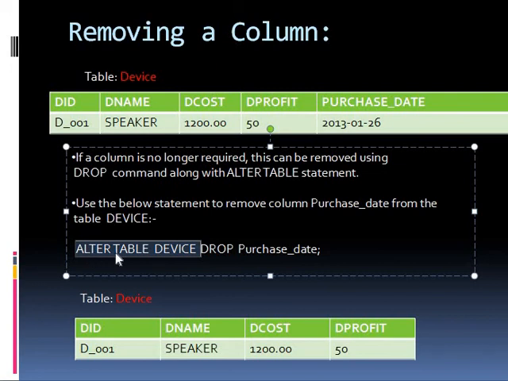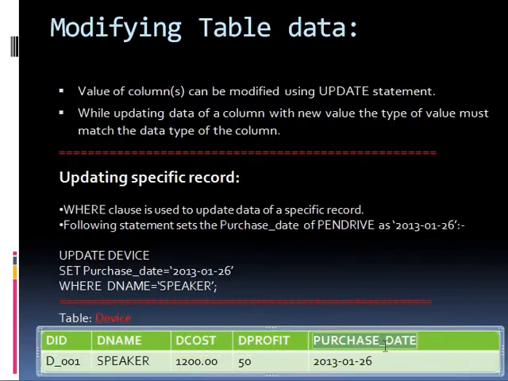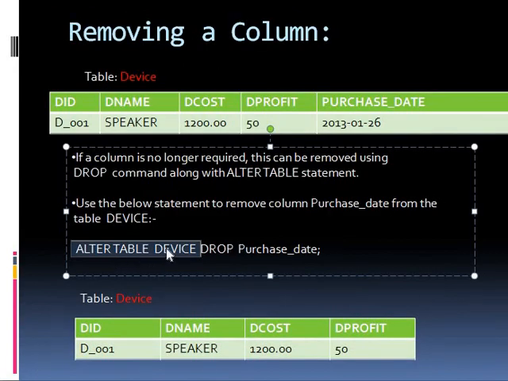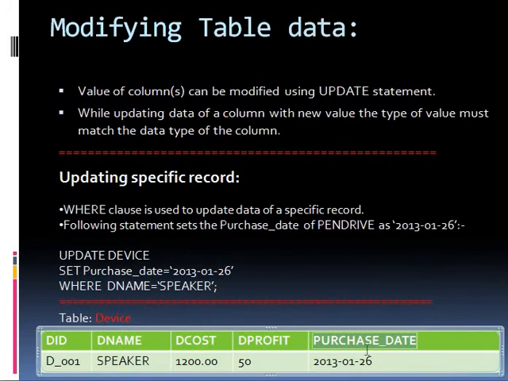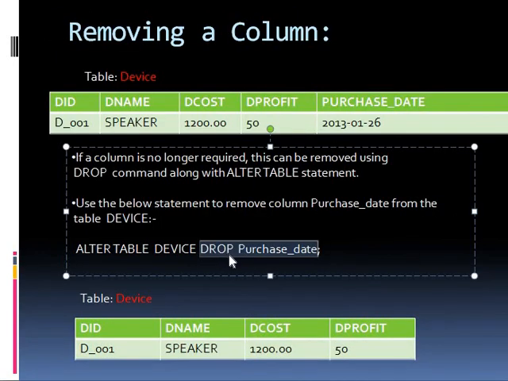Then you have to type the statement like this: ALTER TABLE and then specify the name of the table. As I am going to delete this particular column from our table device, I am going to write ALTER TABLE, then our table name which is device, and then I shall type DROP, followed by the column name which I want to drop or delete. As I shall be dropping this particular column which is purchase_date, I shall write DROP purchase_date followed by a semicolon.